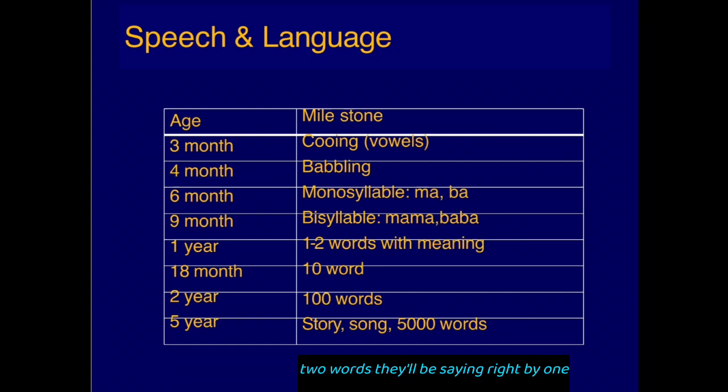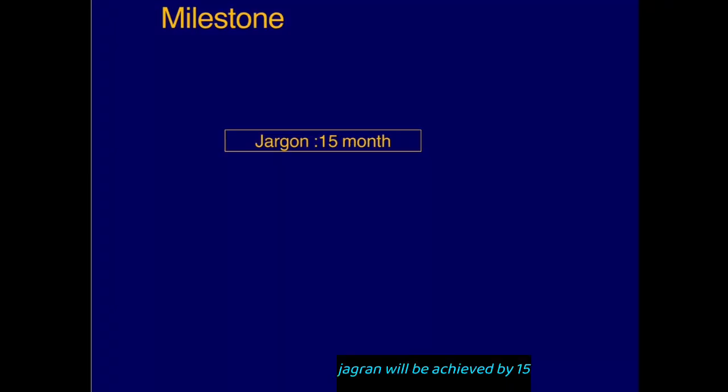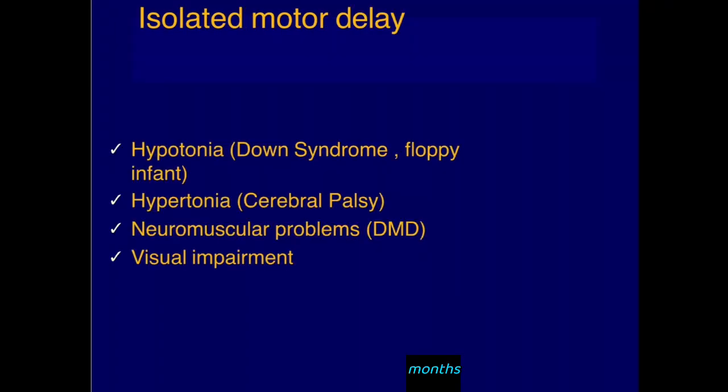Two words they'll be saying, right? By 1 year, they'll be saying 1 to 2 words with meaning. By 18 months, they'll be saying 10 words. By 2 years, 100 words. By 5 years, they'll be saying approximately 5,000 words. And also, girls are more talkative, so they have a much bigger vocabulary. So jargon will be achieved by 15 months.